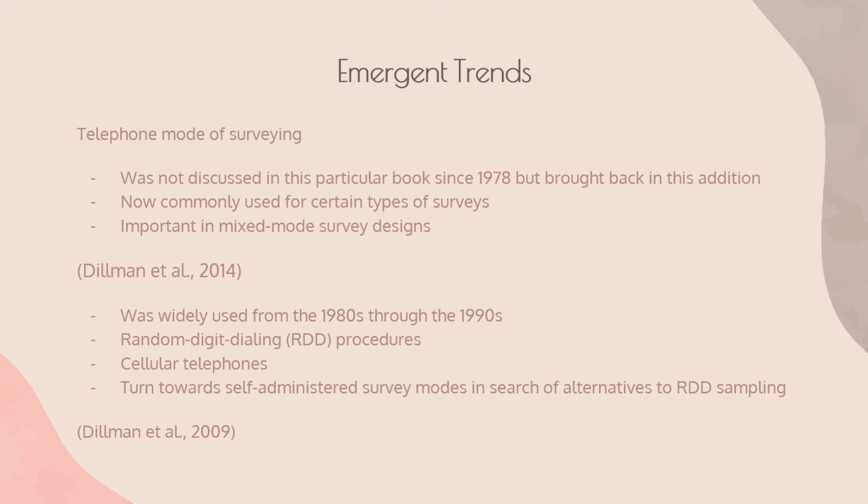The 3rd edition stated that the telephone mode of surveying was widely used from the 1980s through the 1990s, and they used random digit dialing or RDD procedures. And this is also around the time when cellular telephones or mobile devices became more popular, and there was a turn towards self-administered survey modes in search of alternatives to RDD sampling.